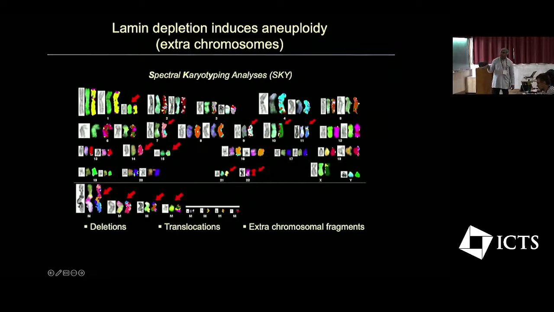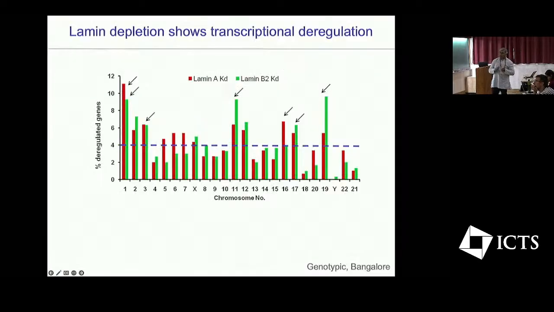And what you see here in the red arrows are various different kinds of chromosomal aberrations that have set in because you have now weakened the nuclear envelope by downregulating the nuclear lamins. You see a lot of other changes such as deletions, translocations, extra chromosomal fragments, and so on.